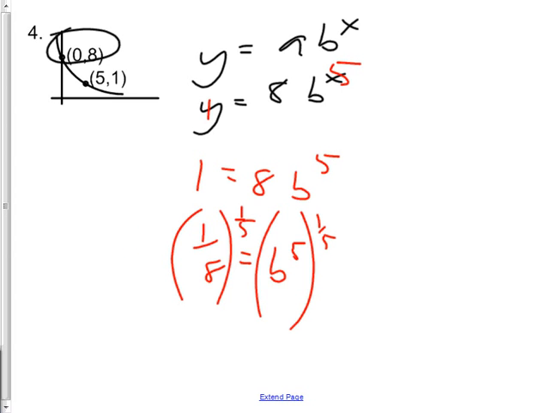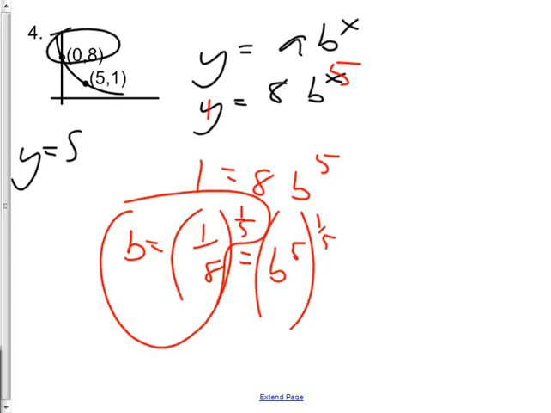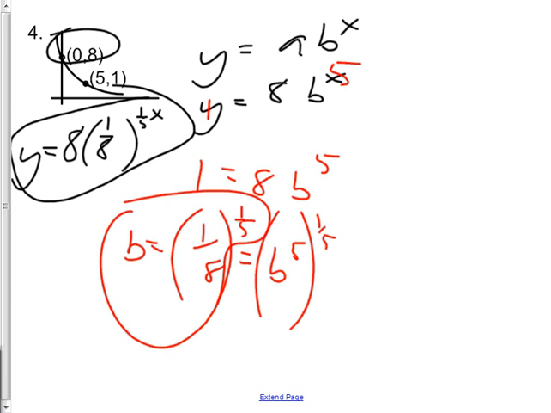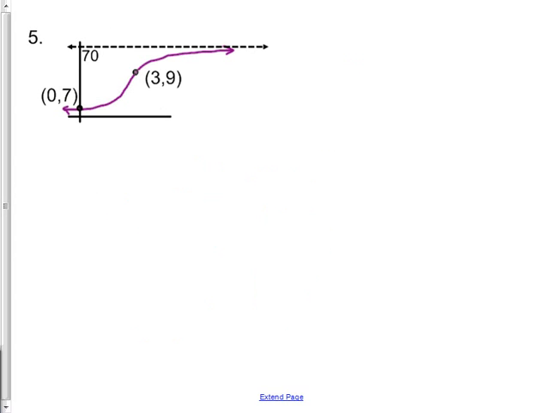So b is that mess right there. Final answer, y equals 8, b is that mess, 1/8 to the 1/5, and then it's an x. If they forgot the x, they lose half credit. Yes? Eight to the 5/8. Nope. I think they were trying to do this part. I'm going to give them half because they had all the parts right, but they did a little multiply they shouldn't have. Moving on, number 5.